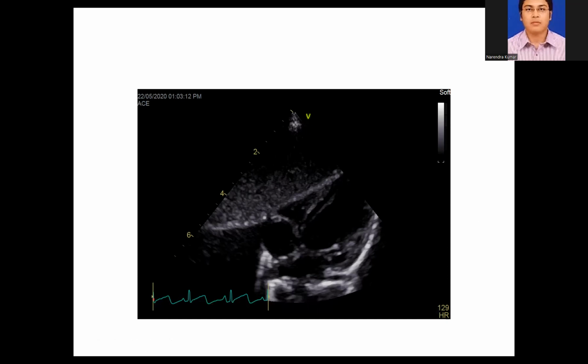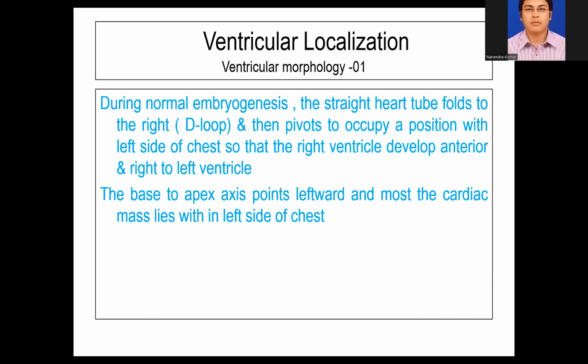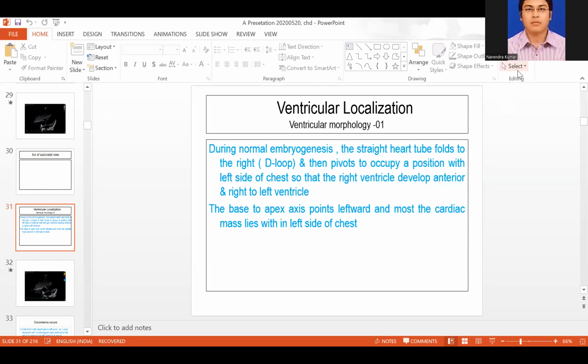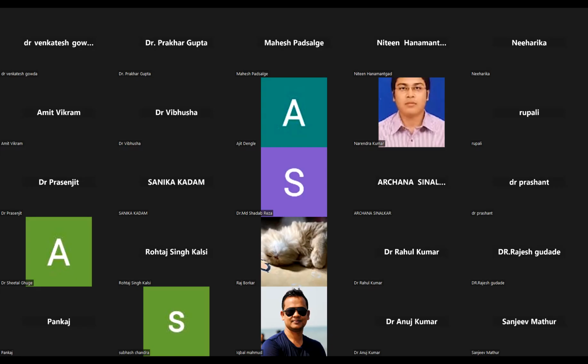One more thing. In the ASD, I would like to see the unroofed coronary sinus ASD if you have any. I'll just show you an unroofed coronary sinus. Give me a second.